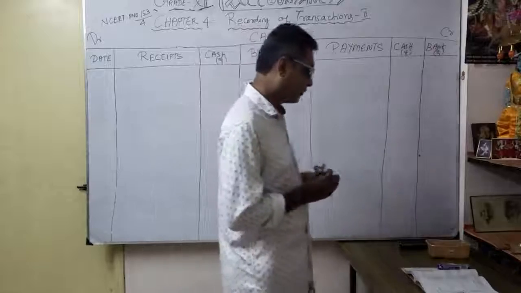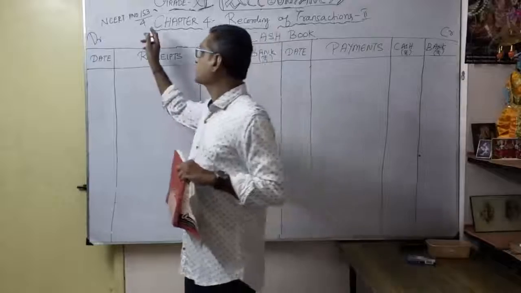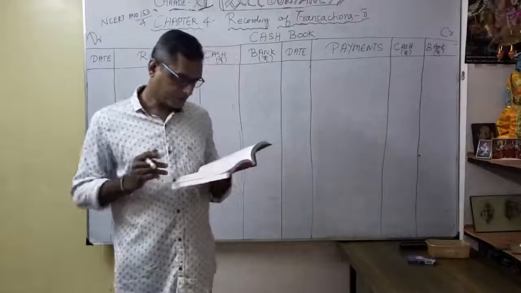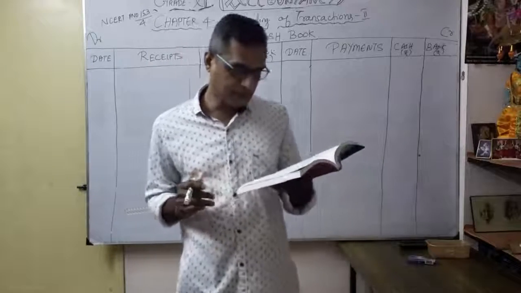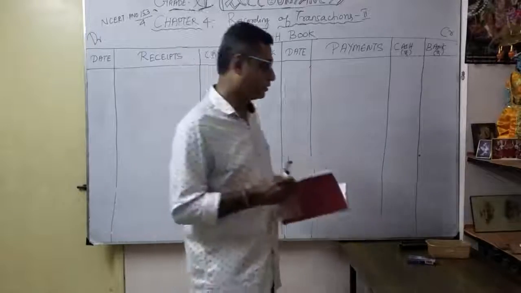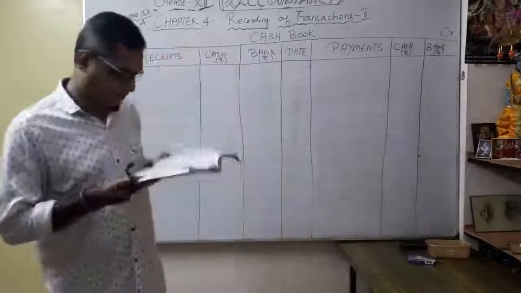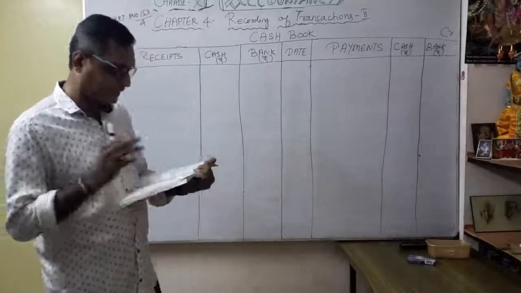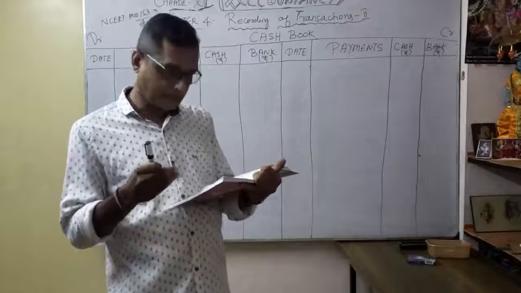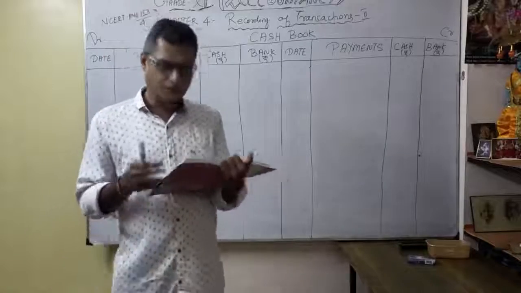Now see one problem in our NCERT book. Take page number 153, exercise 4. They have given: record the following transactions in the bank column cash book for December 2016. So the discussion starts from December 2016. On December 1st, they started business with cash. How much? 80,000. So what is the journal entry?